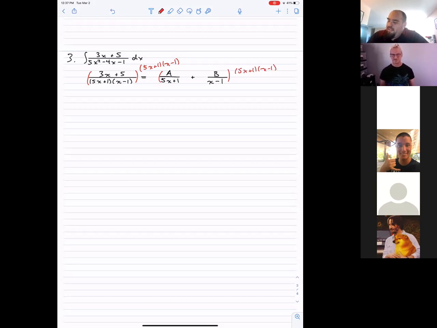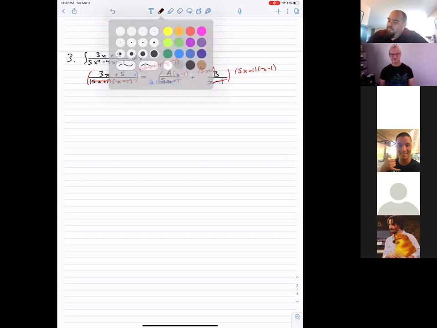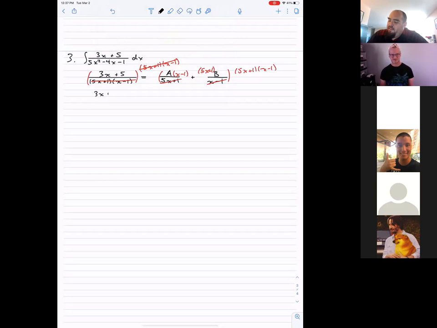So what is that going to do on this left-hand side of the equal sign? It's going to make everything go away. What's it going to do on each one of these terms? Well, for this a, the 5x plus 1 is going to cancel, and I'm left with x minus 1. Opposite story for the b fraction. So now if I clean that up, I get 3x plus 5 equals a times x minus 1 plus b times 5x plus 1.